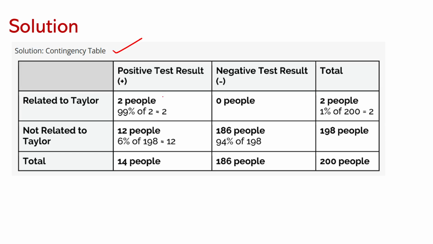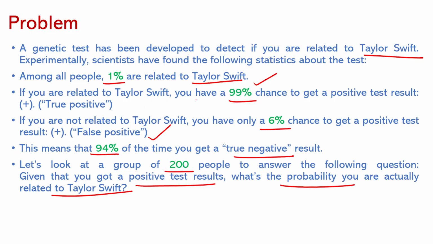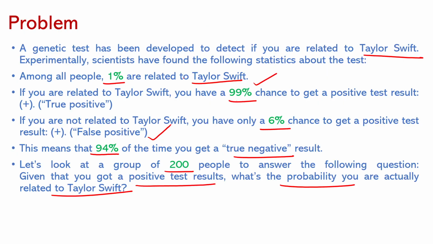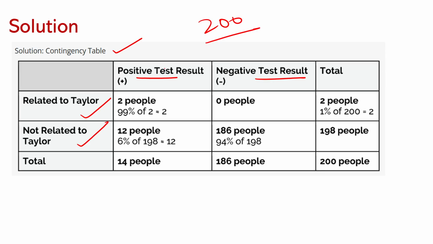What is this contingency table? We try to put all the data in the form of a table. Say we are given data of 200 people, and we already know that if you are related to Taylor Swift, you have a 99% chance of getting a positive test result. So: positive test result, negative test result; related to Taylor, not related to Taylor. Let's see the data here. If you are related, you have a 99% chance you get a positive test result.